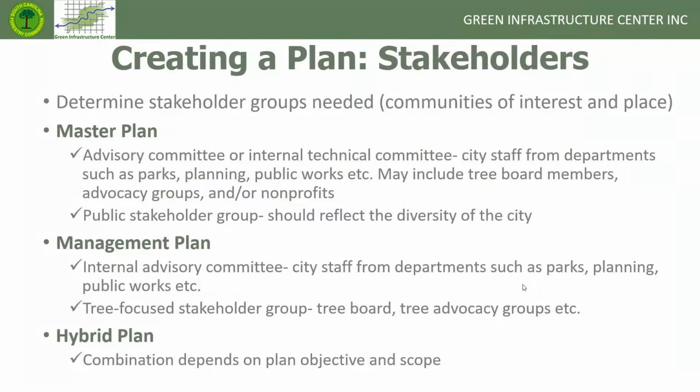Additionally, stakeholders are going to be an important part of the process, so determining a stakeholder group depending on each type of plan. So for a master plan, you might have an advisory committee that includes city staff, as well as tree board members and advocacy groups and nonprofits, and then a public stakeholder group, which should reflect the diversity of the city. Whereas for a management plan, you might have an internal advisory committee of city staff and departments with a more tree-focused stakeholder group. And then for a hybrid plan, you would figure that out depending on the plan objectives and scope.